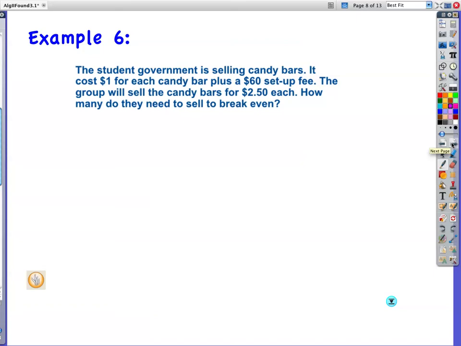Example 6, a student government is selling candy bars. It costs $1 for each candy bar plus $60 setup fee. The group will sell the candy bars for $2.50 each. How many do they need to sell to break even? So let's do the cost. $1 for each candy bar plus $60 setup fee. So $60, it doesn't matter how many candy bars, you're going to be out this much plus 1x.